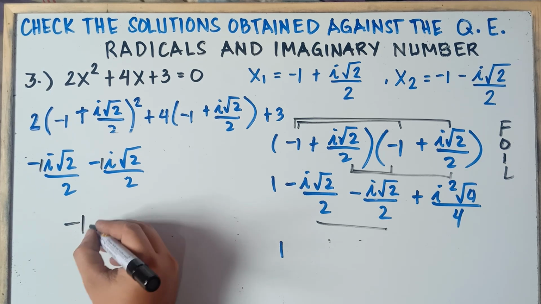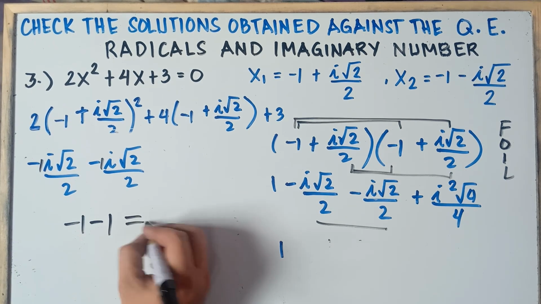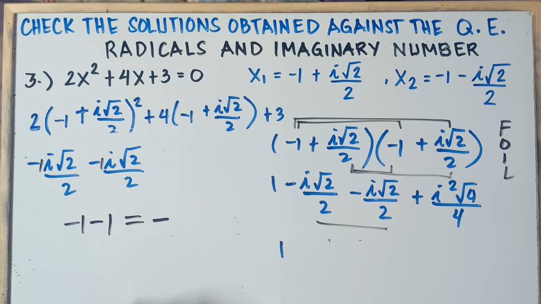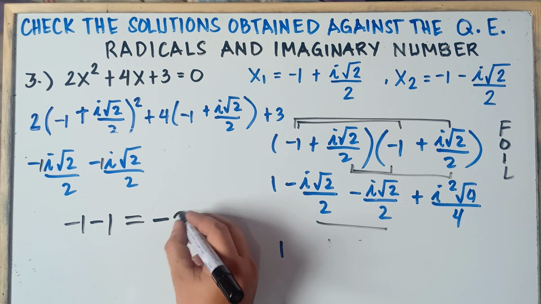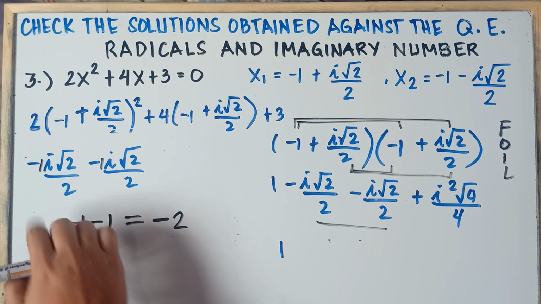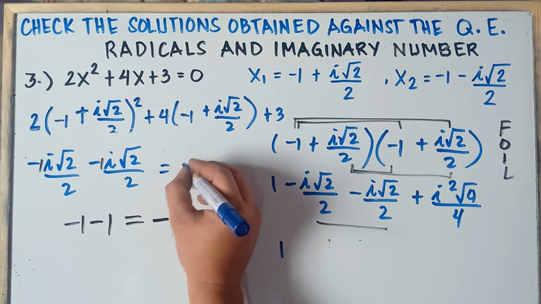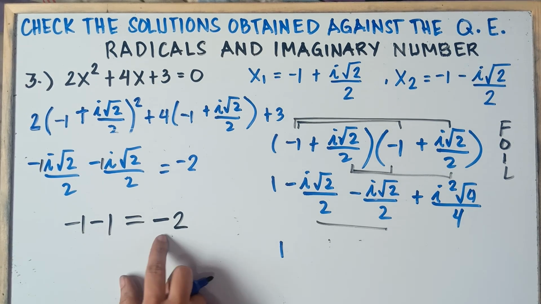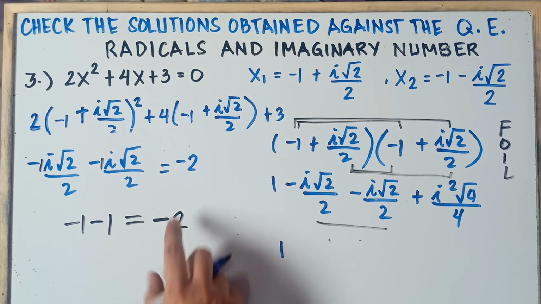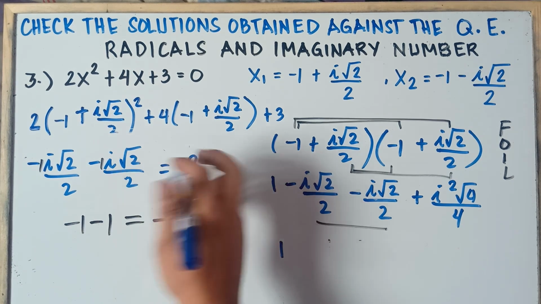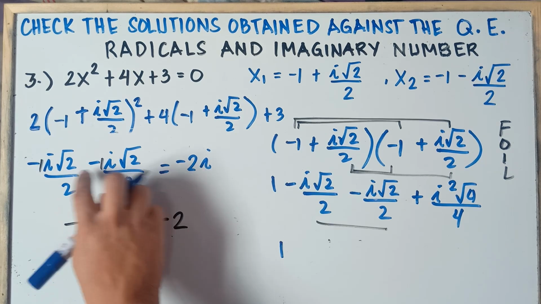So, negative 1 minus 1. Both negative, simply copy the negative sign. Then you add the numbers. 1 plus 1, that's 2. So, negative 1 minus 1, that's negative 2. Then copy i, and then copy square root of 2.